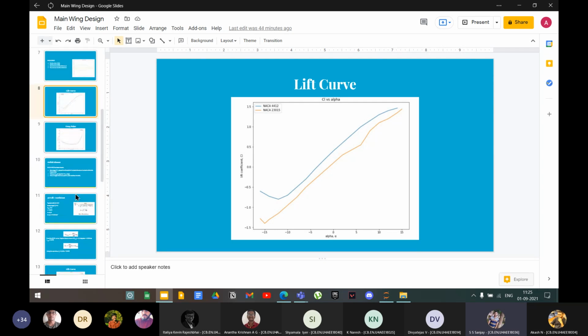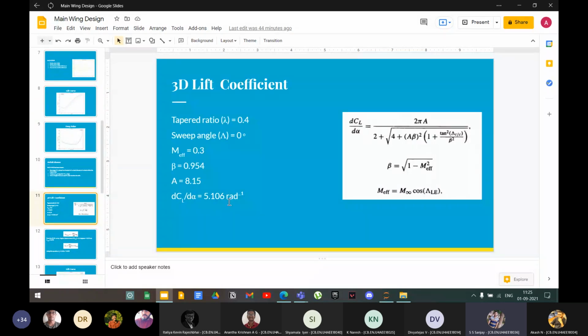And in your 3D lift coefficient slope, you have to use the 2D lift curve slope instead of 2 pi. So 2 pi is according to thin airfoil theory. Actually, I have used the 2D slope, I forgot to mention. What is the value you got for the 2D lift curve? We got it to be 5.35. Okay, then fine.